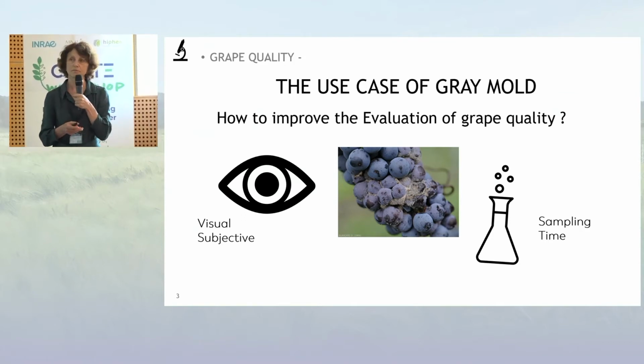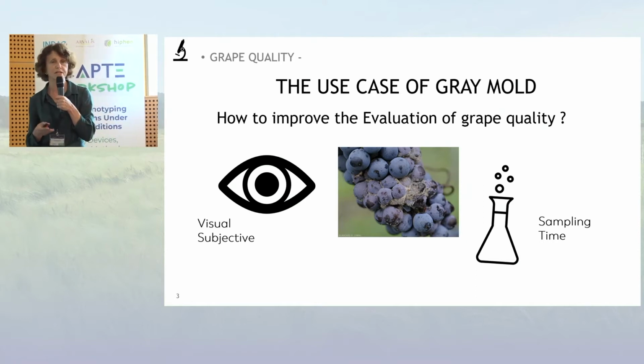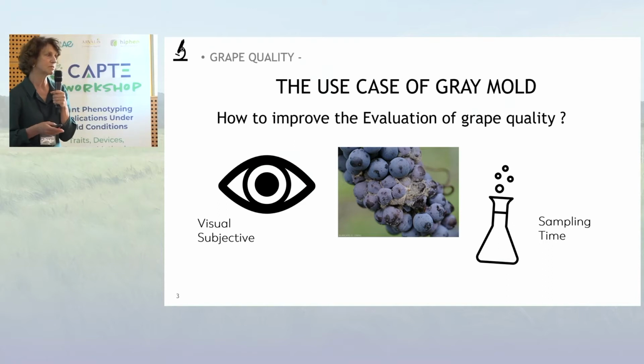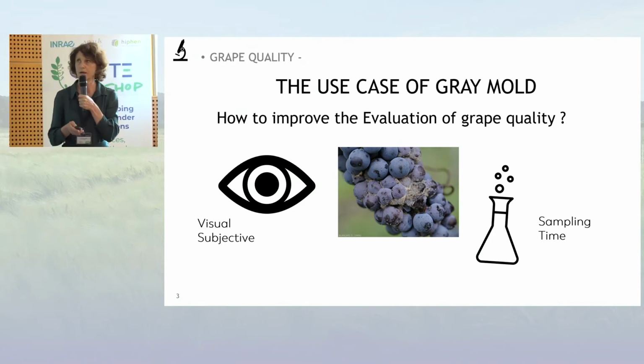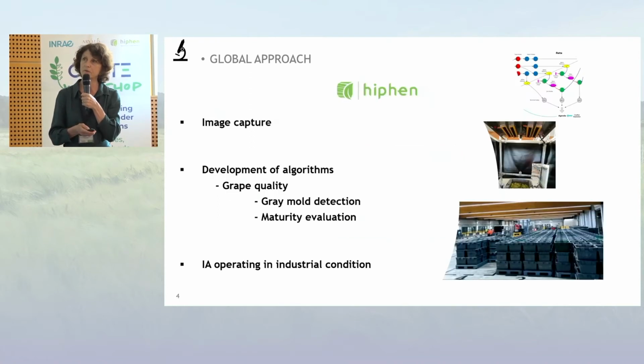So we have visual observation, but it's subjective. Even for experts, we can see that from one expert to another it could be very different. And the other way is sampling and chemical analysis, but it takes time. So how can we improve that with artificial intelligence?